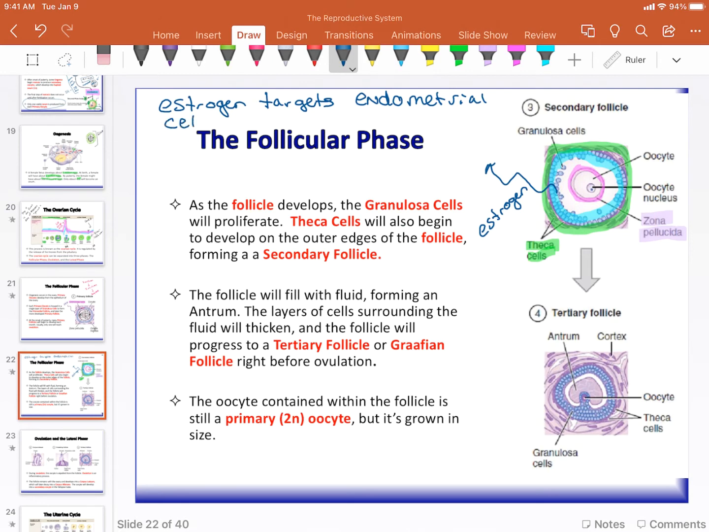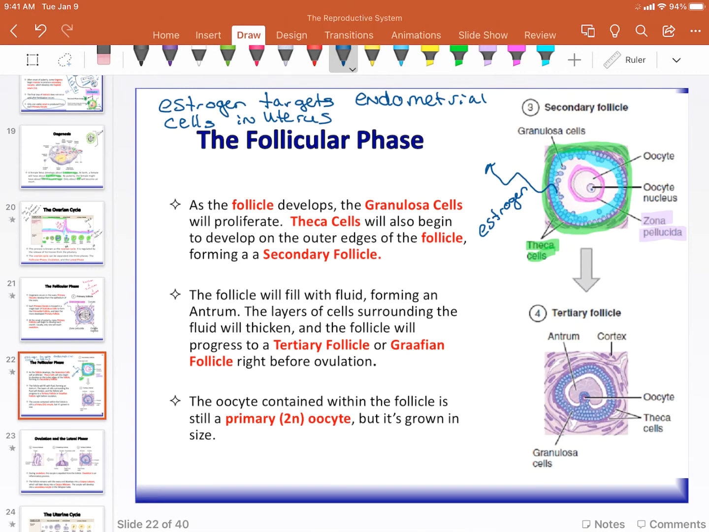in the uterus. And what that estrogen is going to do is cause those endometrial cells to divide and proliferate. And so we're going to see a proliferation of the layer, the innermost layer of the uterus, in preparation of supporting a fetus should this particular oocyte become fertilized.